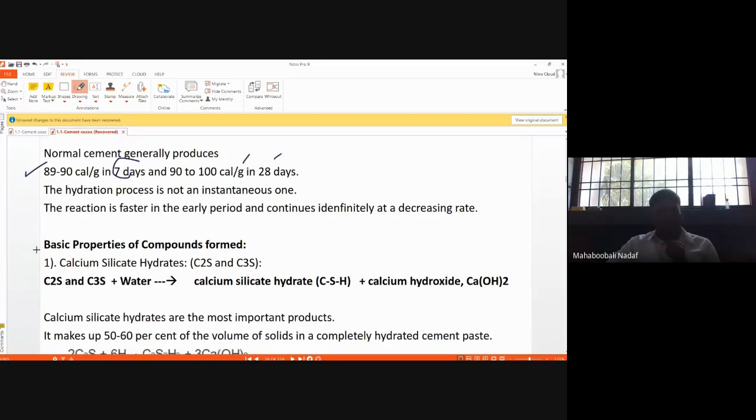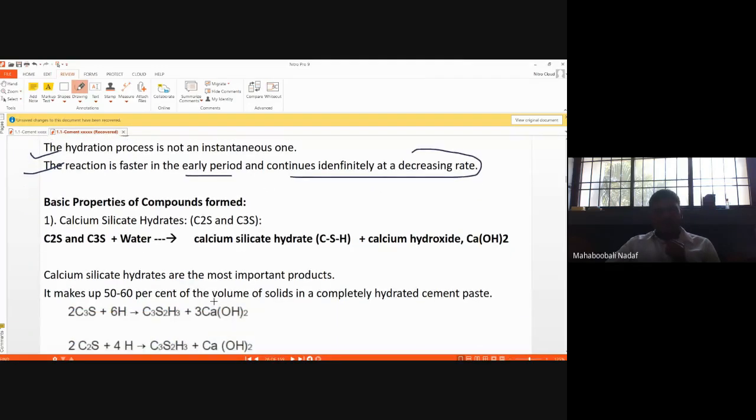So this hydration process is not instantaneous. Means what? Within half an hour, all the heat is not liberated. It will take 1 day, 7 days, 28 days. Like that, you can have heat of liberation till 28 days. The reaction is faster in the early period, but slowly it will start decreasing.